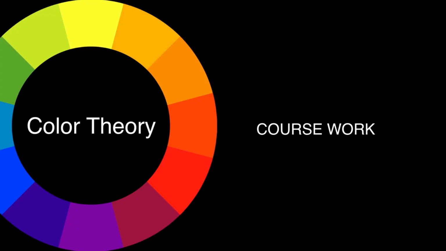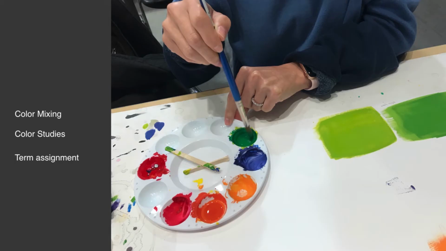So to get all this understanding done, there is coursework, because this is a course. So in this course, we do a lot of color mixing. We will mix hues. We will understand the color systems by mixing pigments. You will do color studies to understand how color affects our perception of space and how color can be used to communicate. And there's a term assignment which deals with the history of color.